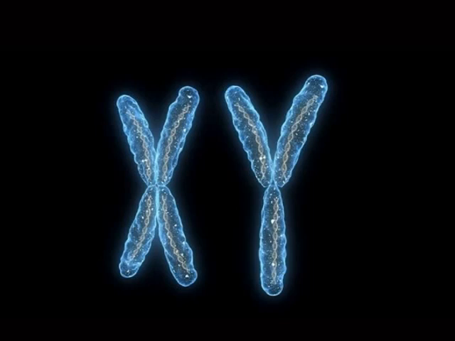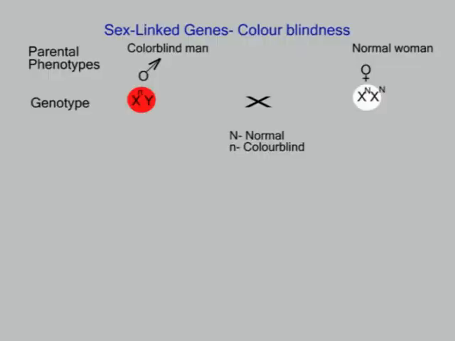However, in females with 2 X chromosomes, one can be a carrier if the gene occurs on one of the X chromosomes. Normal vision is dominant over color blindness. So, if N capital represents the gene for normal color vision and N small represents the gene for color blindness, now we can have the following cross.